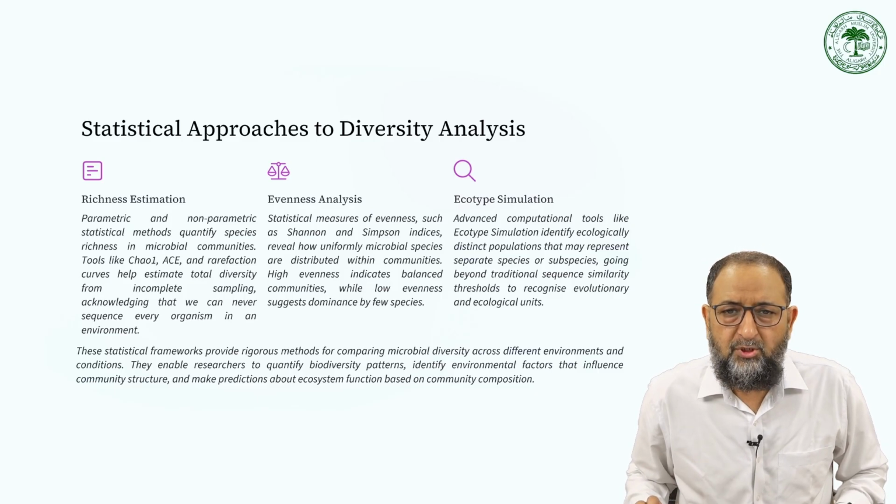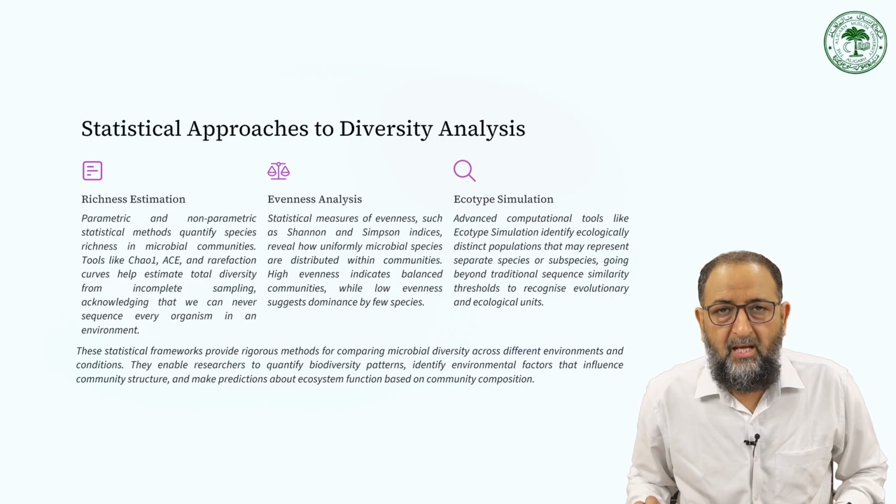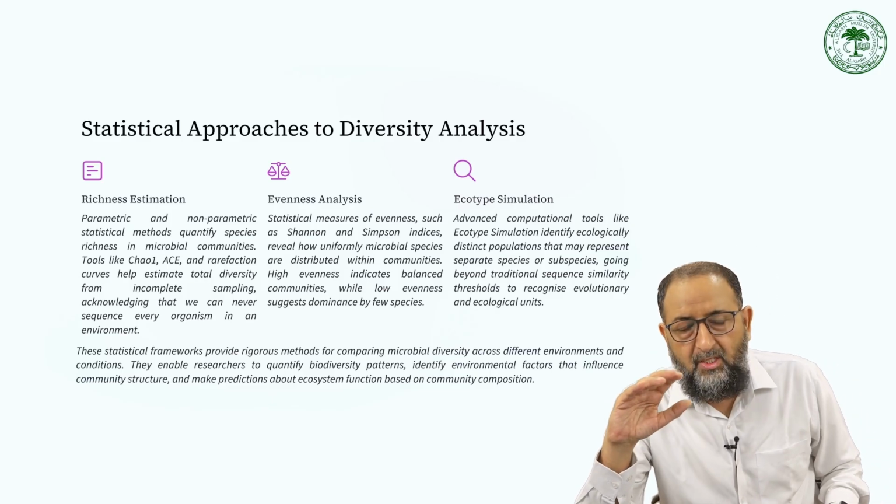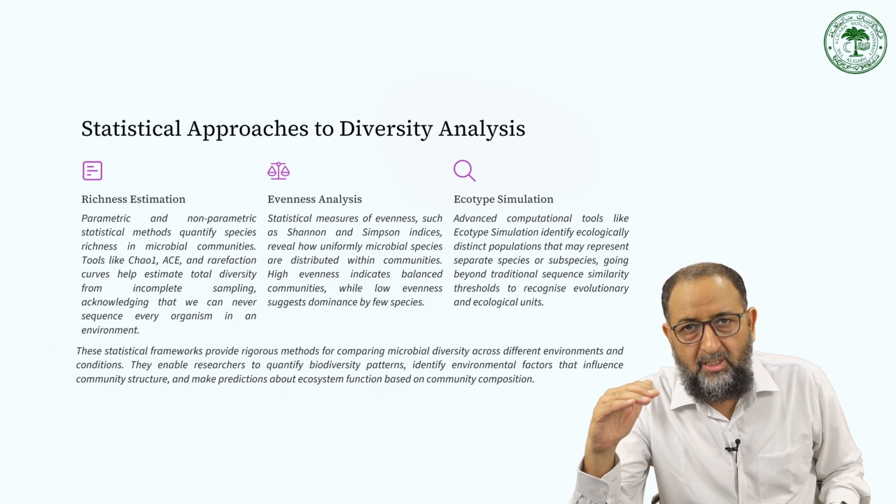Now, statistical approaches to diversity analysis. How would you analyze the diversity? What are the different approaches to analyze the diversity?